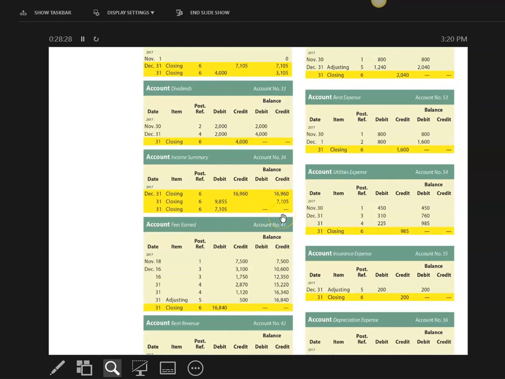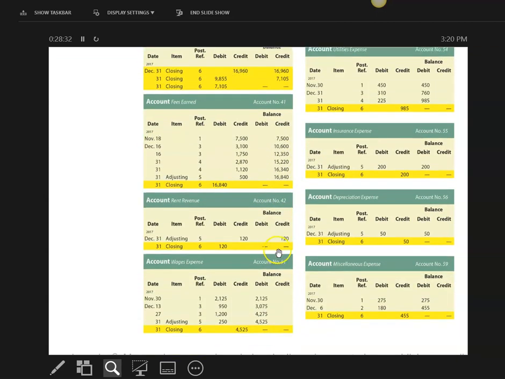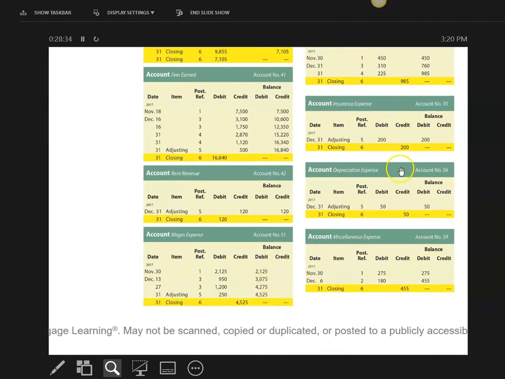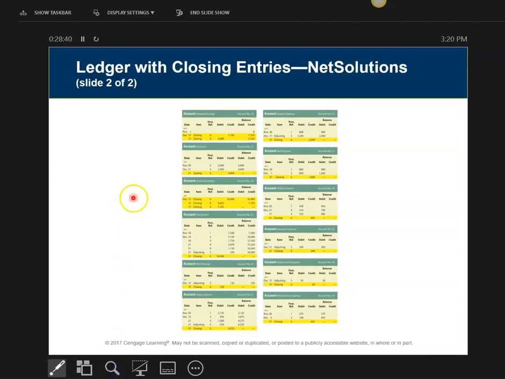Here's my income summary. Here's my revenue account. Here's another revenue account. And here's my expense accounts. All of them now have a 0 balance. When they start business on the next day of the accounting period, they'll all start with a 0 balance on them.